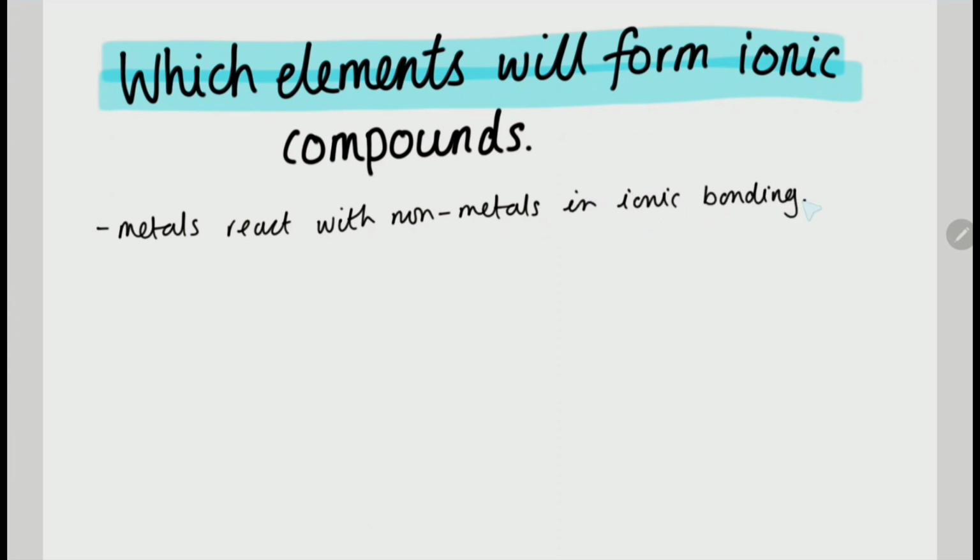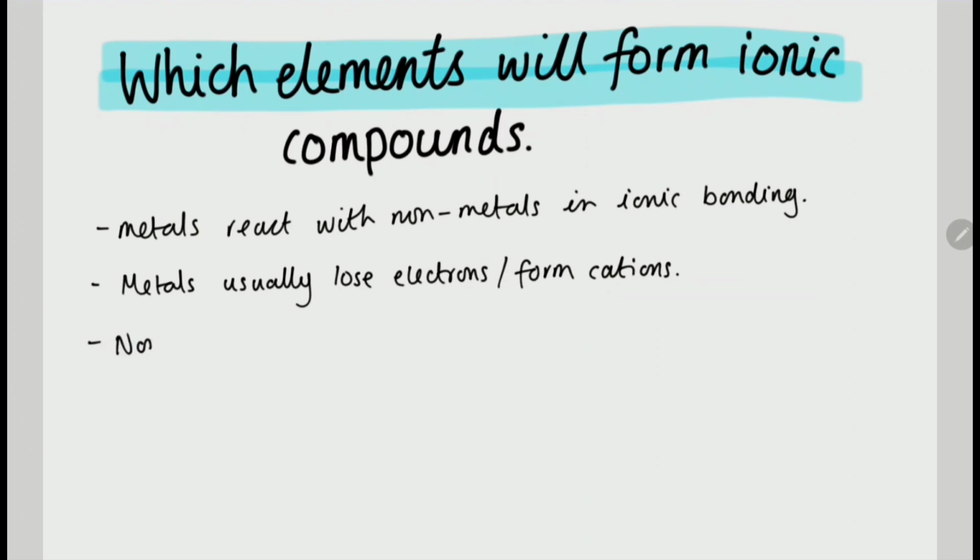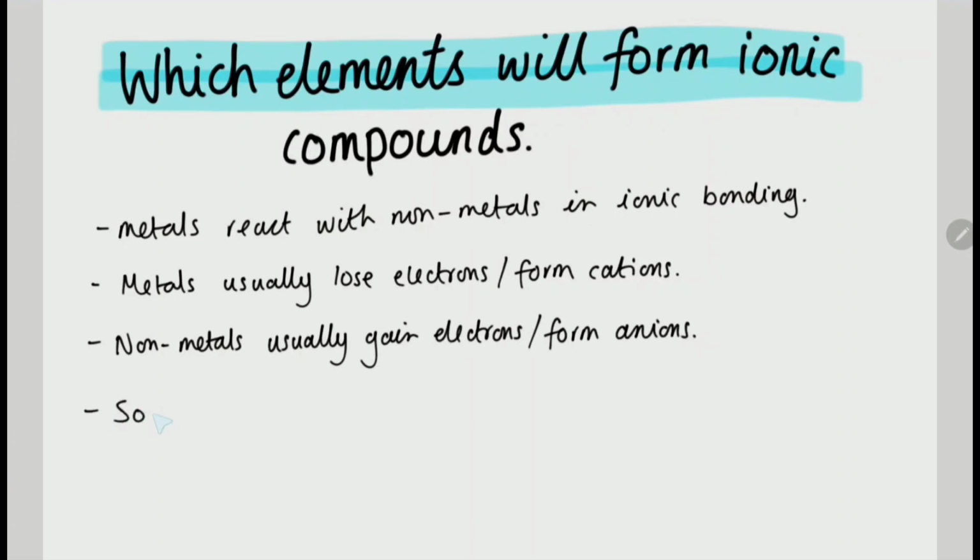And the reason for this is that the metals will usually lose electrons to get a full outer energy level and to form the cations, and then they will transfer those electrons to the non-metal, which will gain electrons to form anions. So there needs to be a transfer of electrons from the metal to the non-metal. So you need a metal reacting with a non-metal in ionic bonding.